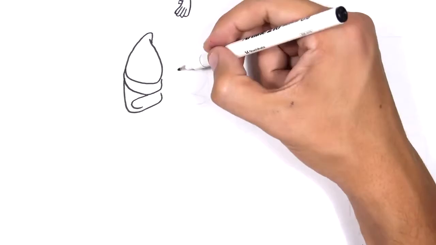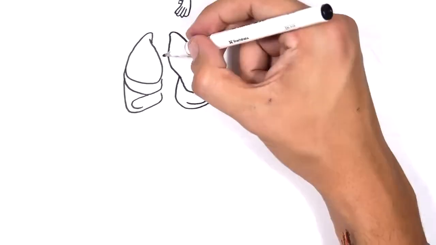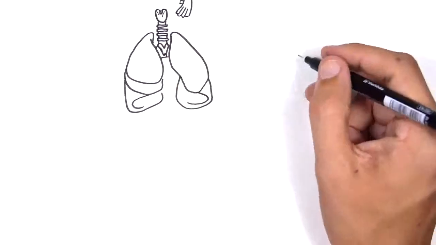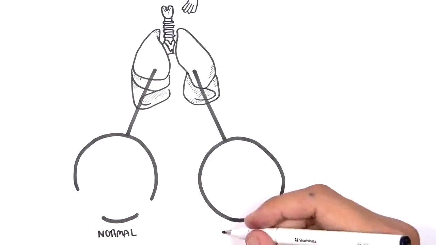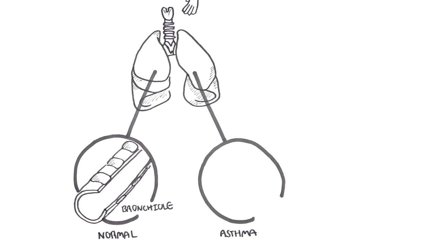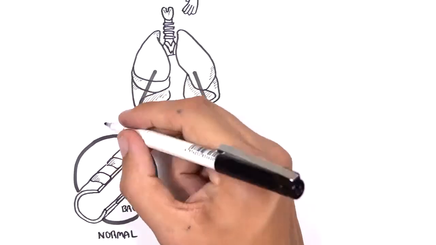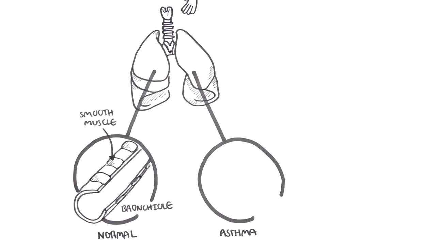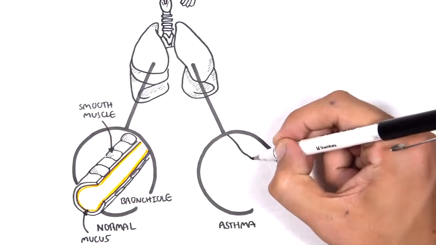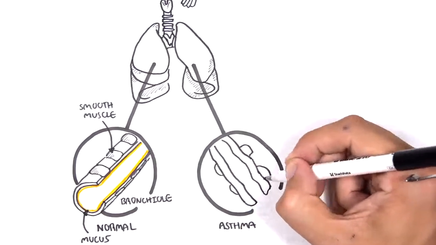Here I'm drawing the left and right lung. The trachea bifurcates into the left and right lung. The trachea gives rise to bronchi, which branch into smaller and smaller bronchioles until the alveoli. The normal bronchioles have smooth muscles, which help in narrowing and dilating the lower respiratory tract. The respiratory tract is also covered with mucus, which helps in protecting the airways.